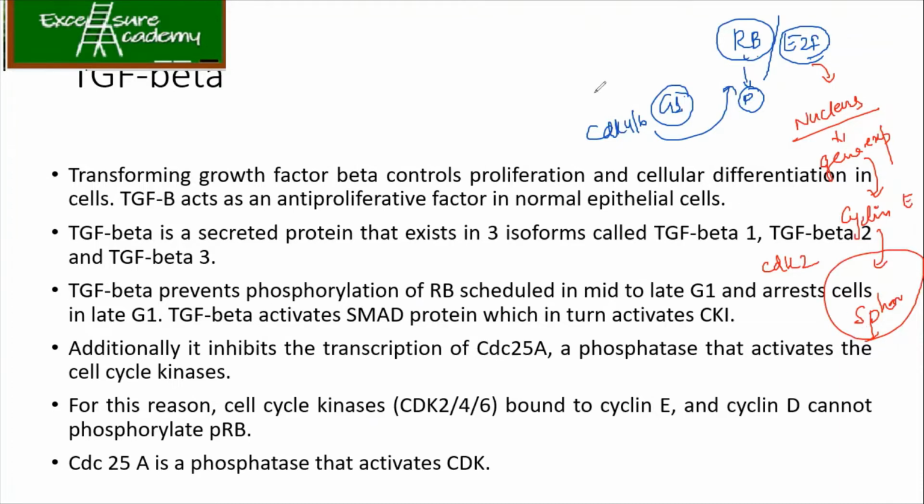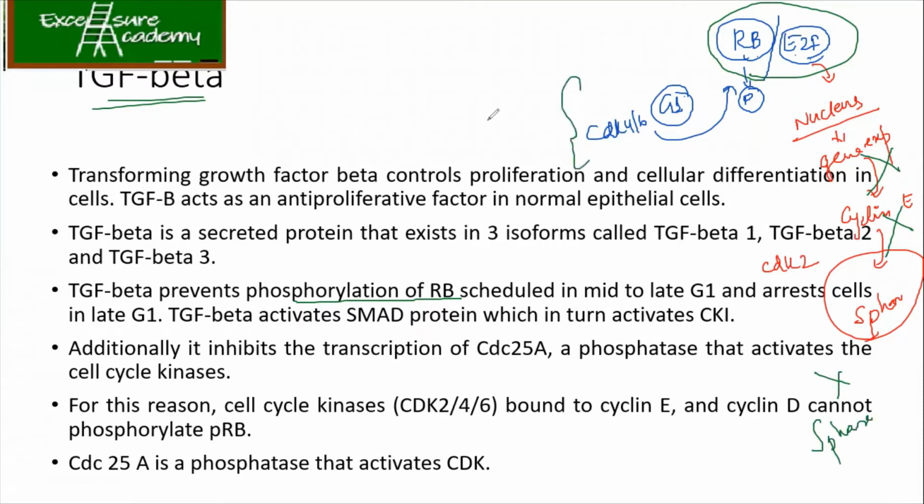Now, for this slide, what is TGF beta doing? TGF beta is preventing the phosphorylation of RB. So this phosphorylation is not happening. E2F is still bound to RB. No gene expression, no cyclin. So no S phase. So the cell is still in your G1 phase. Now is it clear? Yes, ma'am. Okay.